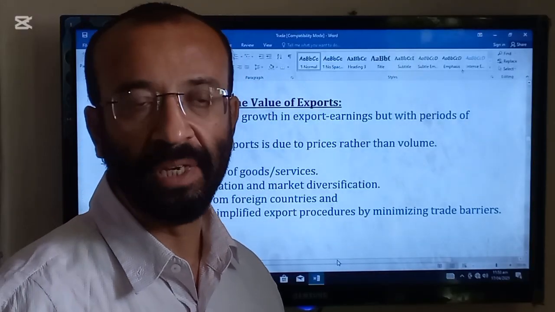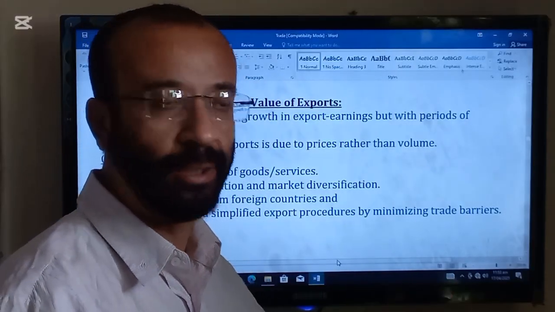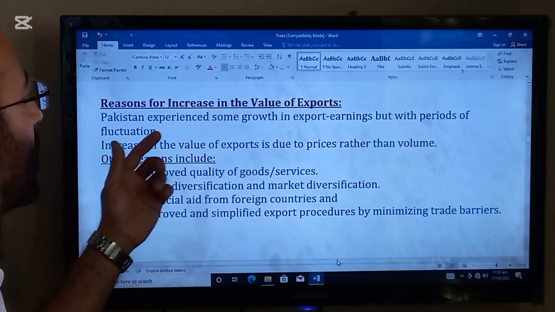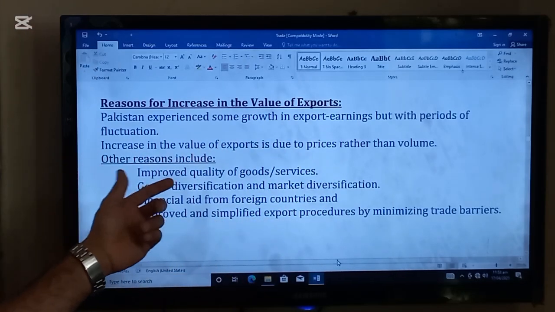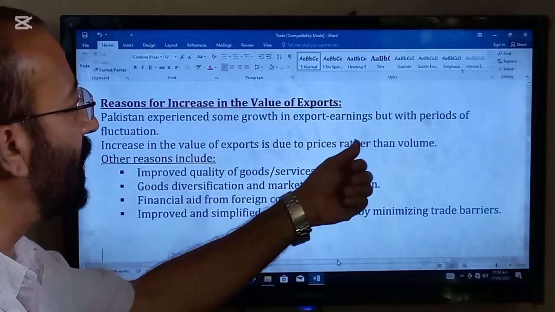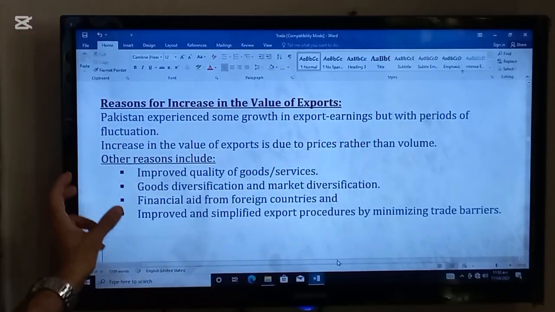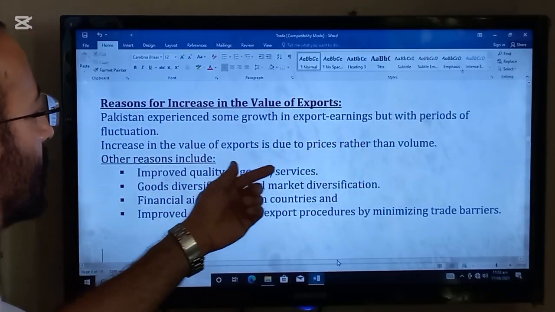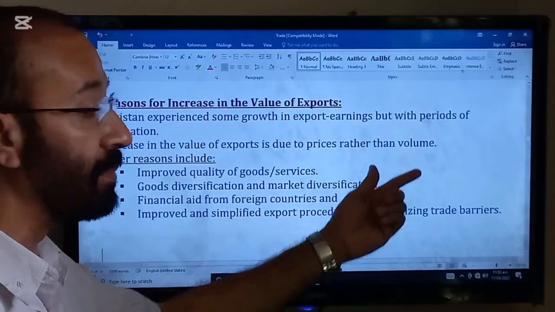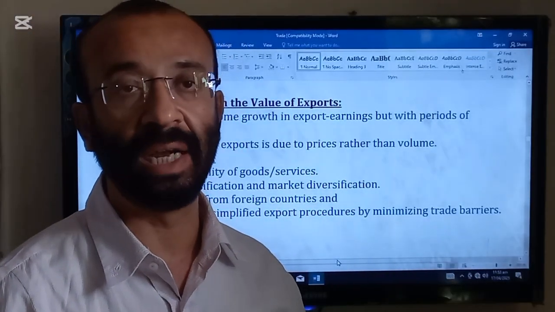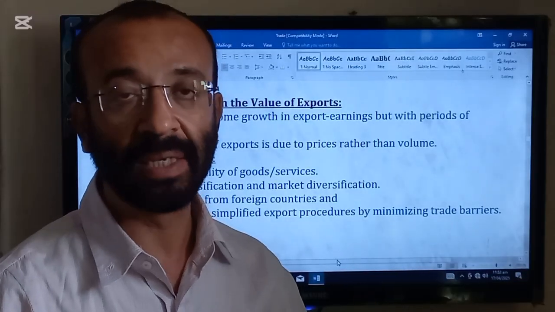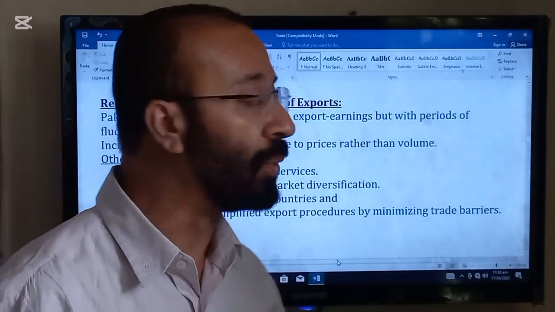The next point which we are going to read in the topic is reasons for the increase in the value of the exports. Pakistan experienced some growth in export earnings, but with periods of fluctuations. The increase in the value of the exports is due to the prices rather than volume. So in total, volume is not increasing, but value is increasing. That's why Pakistan is earning more revenue from the exports.